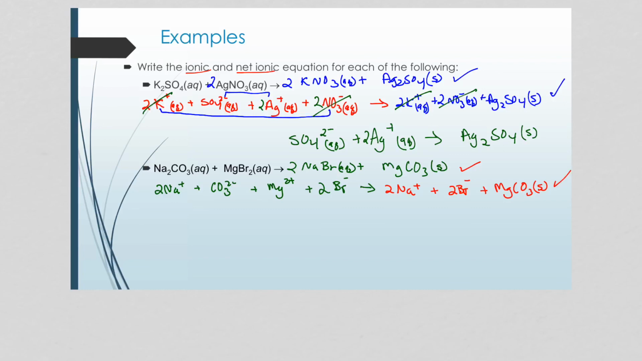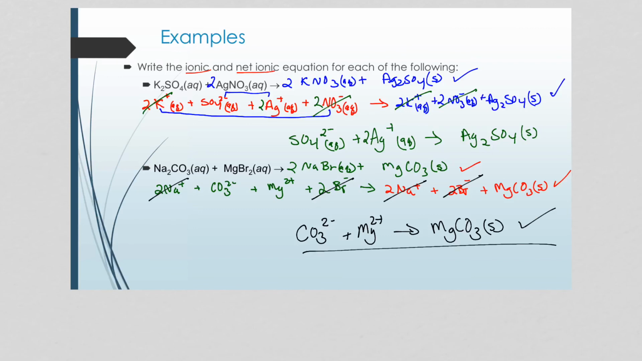So we'll finish out by reducing this down to the net ionic equation, remove our spectator ions, which are sodium, the 2 sodiums here and here, 2 bromides here and here, and we're left with carbonate ion plus magnesium ion gives me magnesium carbonate solid. That's my net ionic equation.